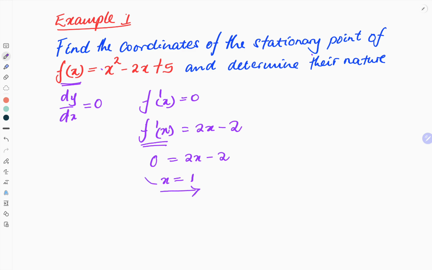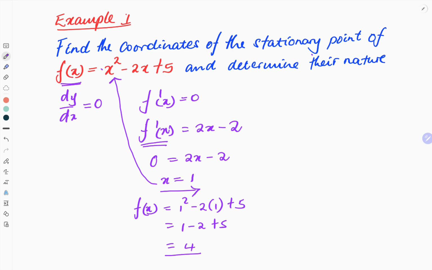To get the y-coordinate, we substitute this into the original equation, and we get f of x equal to 1 squared minus 2 times 1 plus 5. That gives us 1 minus 2 plus 5, and that gives us 4.